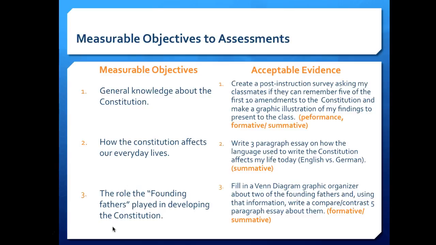Number 3, the role the Founding Fathers played in developing the Constitution. So you fill out a Venn diagram graphic organizer about 2 of the Founding Fathers, and using that information and their differences and similarities, write a compare-contrast 5-paragraph essay about them. Again, that would be formative and summative because a Venn diagram would be formative. You as a teacher would be monitoring that. The students would also know if they were getting it or not before they started writing the actual essay.